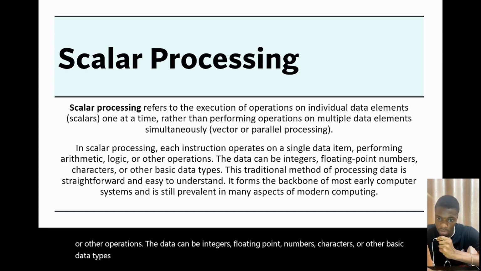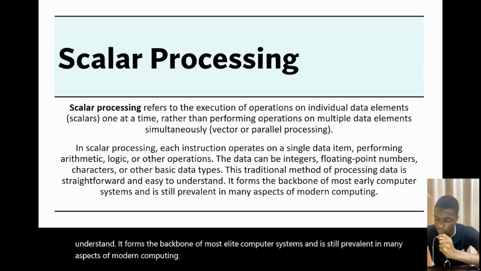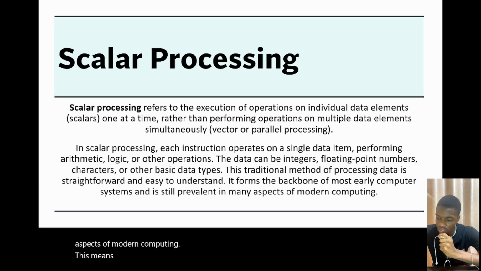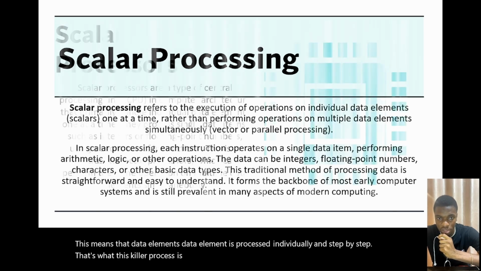This traditional method of processing data is straightforward and easy to understand. It forms the backbone of most early computer systems and is still prevalent in many aspects of modern computing. This means that each data element is processed individually and step by step. That's what scalar processing is basically talking about.